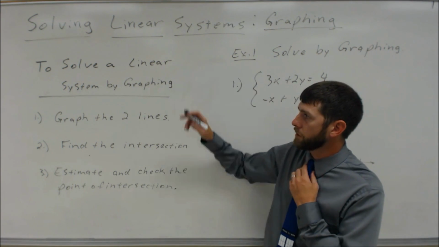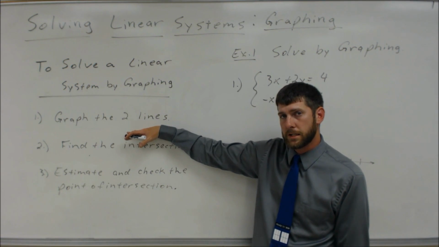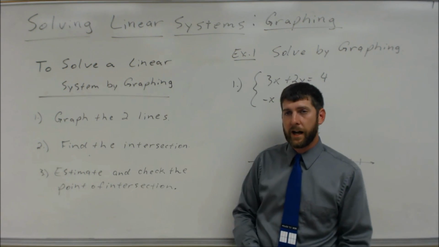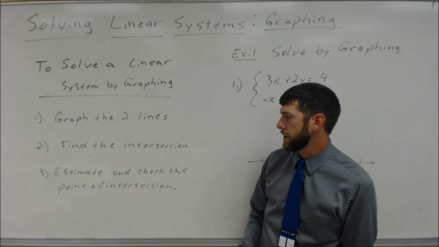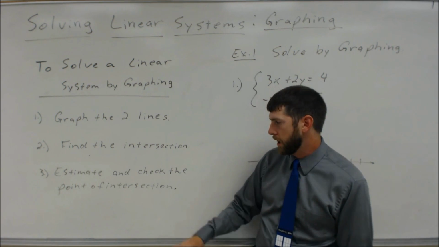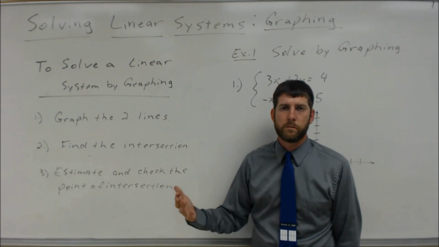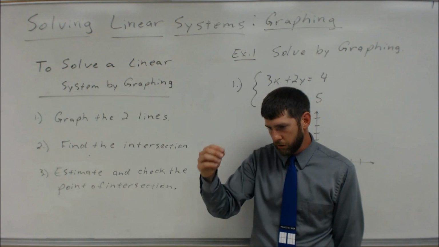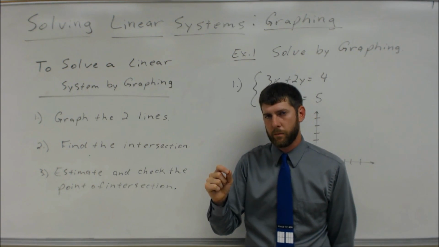So to solve a linear system by graphing, there's really three steps. Graph the two lines, find the intersection, and by find, just identify where the two lines cross, and then estimate and check that point of intersection. Estimate's a very good word to use right here because our answer can only be as accurate as our graphs. Since we're the ones graphing them and looking, we don't know for a fact that that's the exact point where they cross.